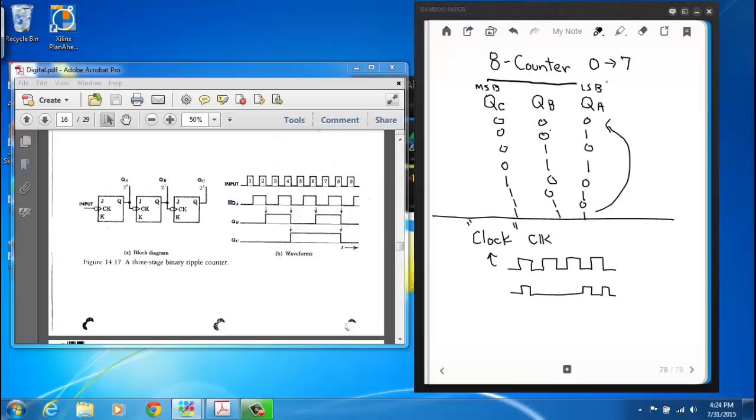In the next video, we'll talk about how you get a counter that counts to something other than a whole number power of 2, like say a 10 counter that counts from 0 to 9, or a 60 counter that counts from 0 to 59, or a 100 counter that counts from 0 to 99.